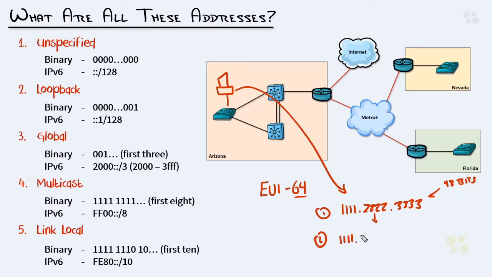So we'll have 1111.22, break, 22.3333. Right? I guess I could start taking the dots out of there. So it splits it right down the middle because they realize, wait a second, we only have 48 bits. We have to add 16 more in order to get to our 64 bits that's required for EUI-64.